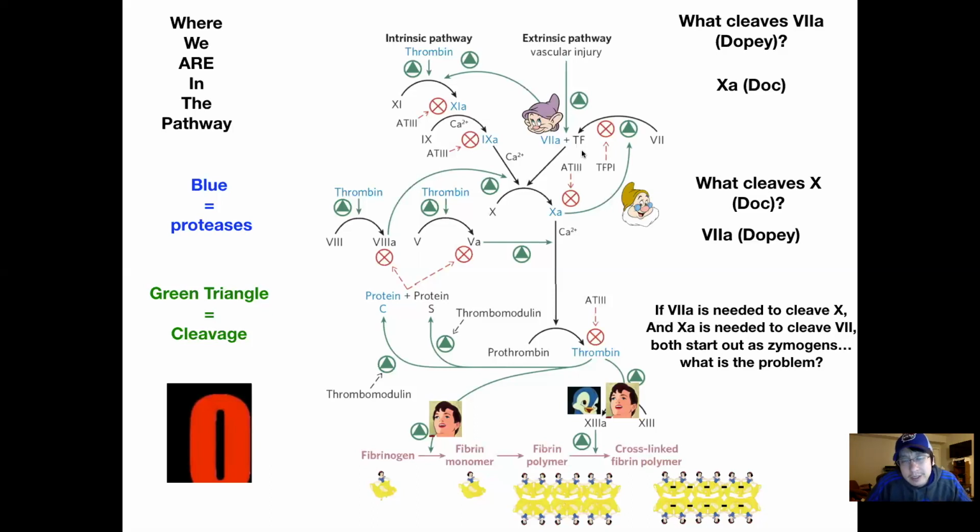But we are talking about tissue damage. It is a tissue factor. Tissue factor is actually located in tissue, such as the blood vessels. You can see here, in order to convert 10 into 10A to make Doc happy, who then activates Prince Charming, right? In order for this to occur, Dopey is not enough. Dopey needs a little help. Dopey needs tissue factor.